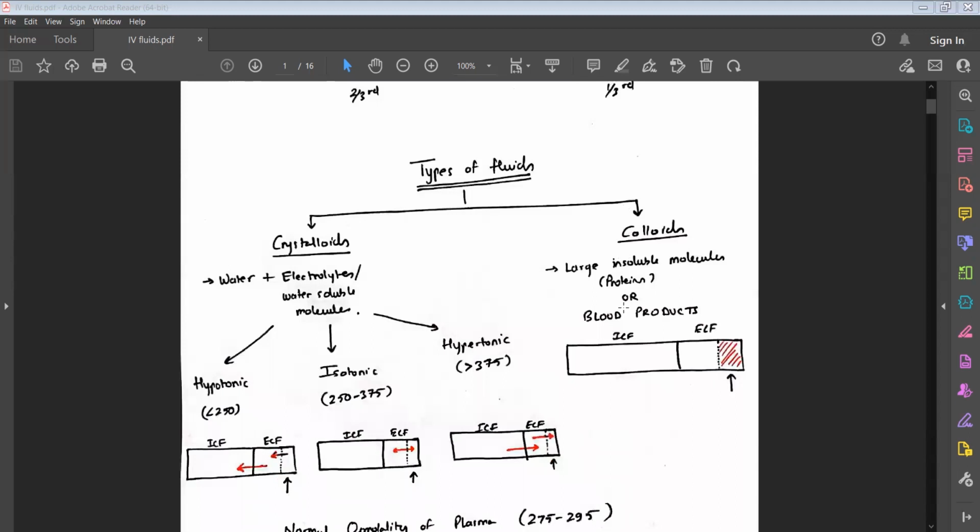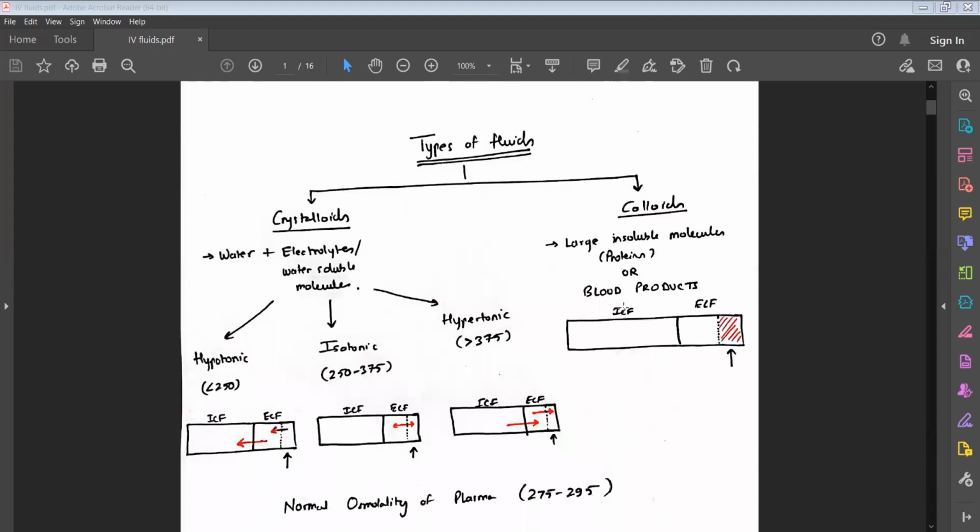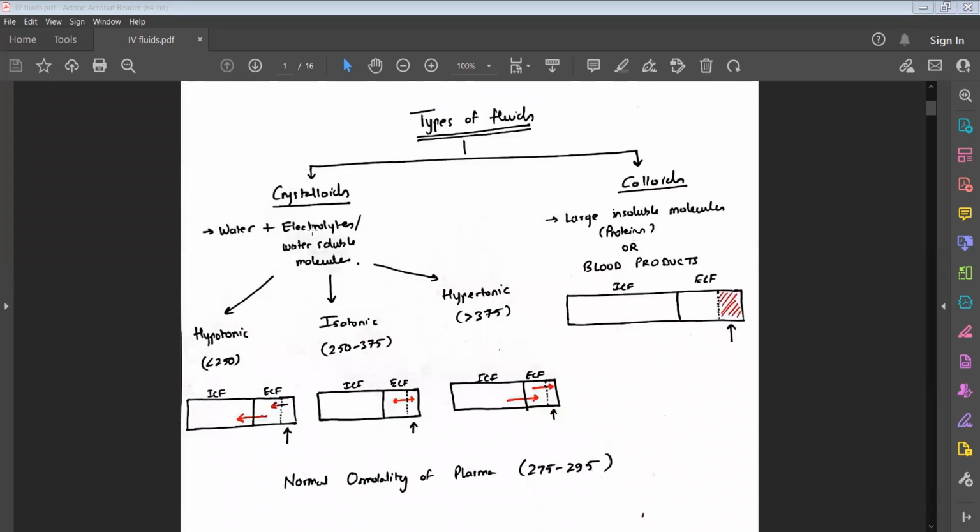Now let's discuss the most common types of IV fluids. The two big groups are crystalloids and colloids. Crystalloids are nothing but those fluids containing water and electrolytes or water-soluble molecules, and colloids are large insoluble molecules, which includes proteins and blood products. What's the difference?